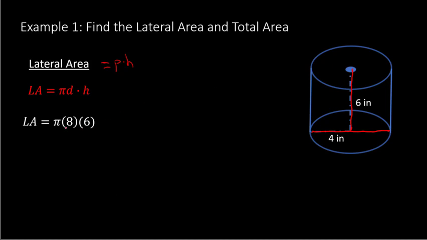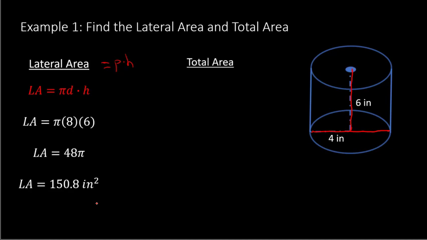You plug that in, we get pi times 8 times 6. 8 times 6 is 48. So we have 48 times pi, or 48 pi. And when you multiply 48 times pi, you get approximately 150.8, and it's going to be inches squared, because area is a two-dimensional measurement, so it's inches to the second power. So that is your lateral area, and then we can find the total area.